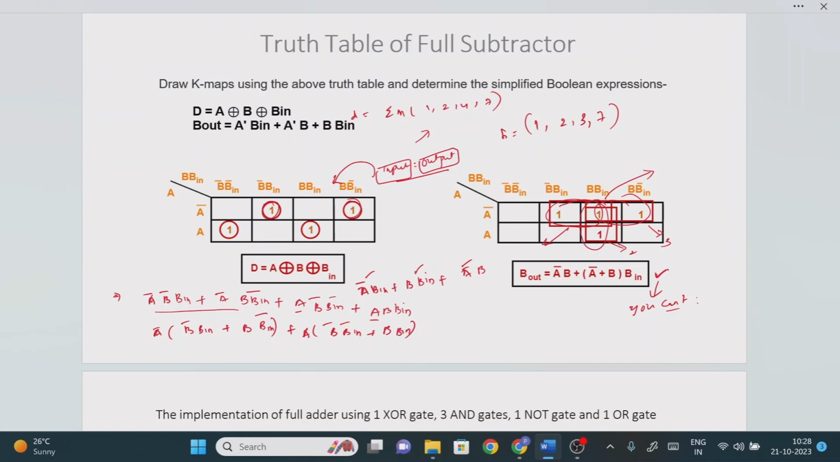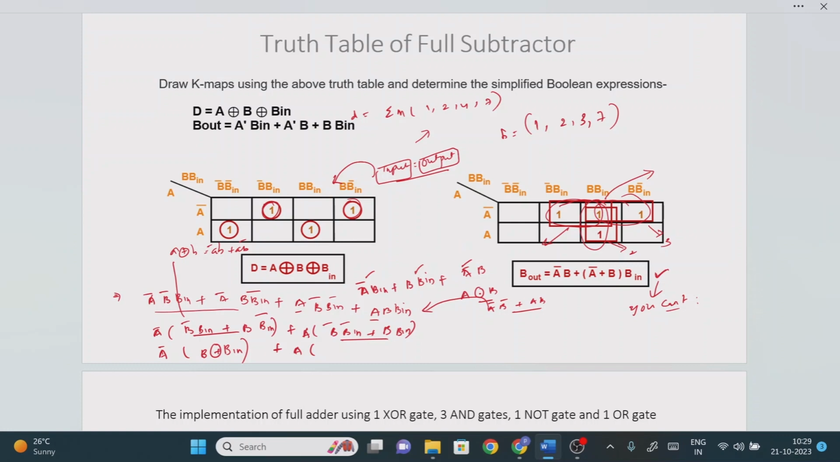So again if you want to reduce this expression, it looks like the A XOR of B. It means that A bar B plus AB bar, right? The same way, B bar, you can consider AB. So A bar B plus AB bar we can write in terms of the B XOR of Bin, right? So again this is in terms of the A XOR of B, right? So what is the XOR function? A bar B bar plus AB. This looks like this.